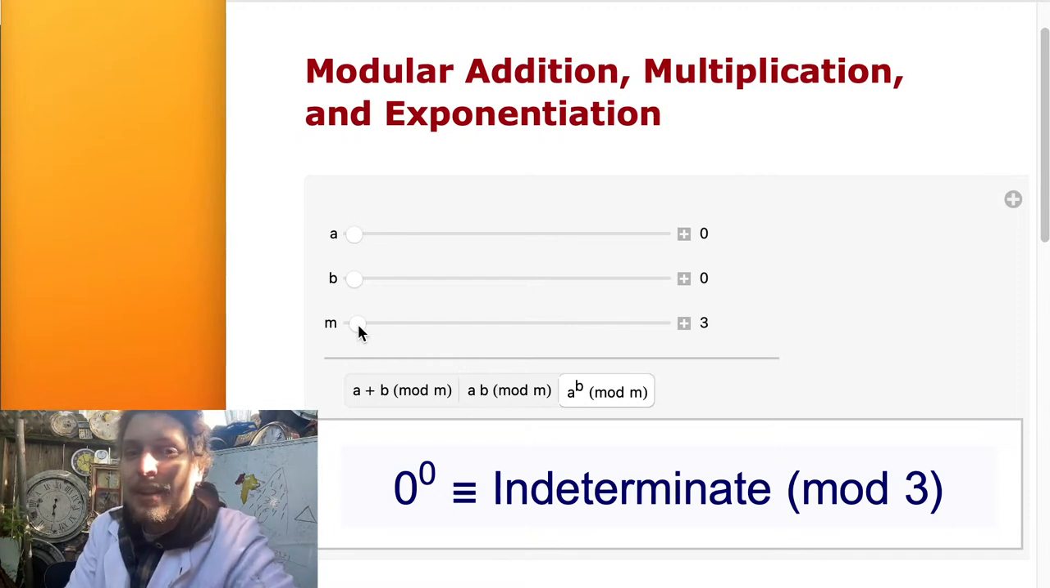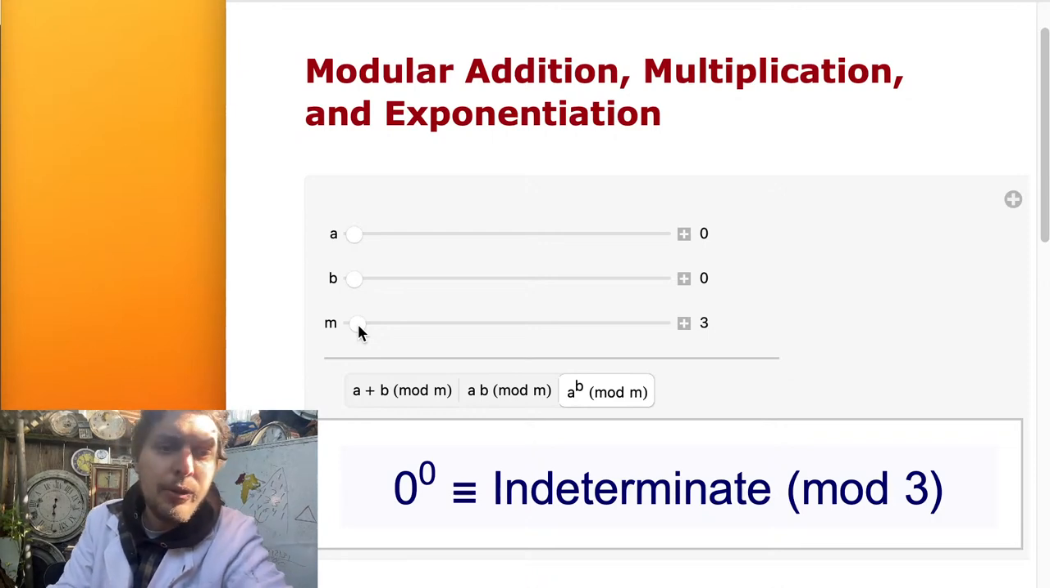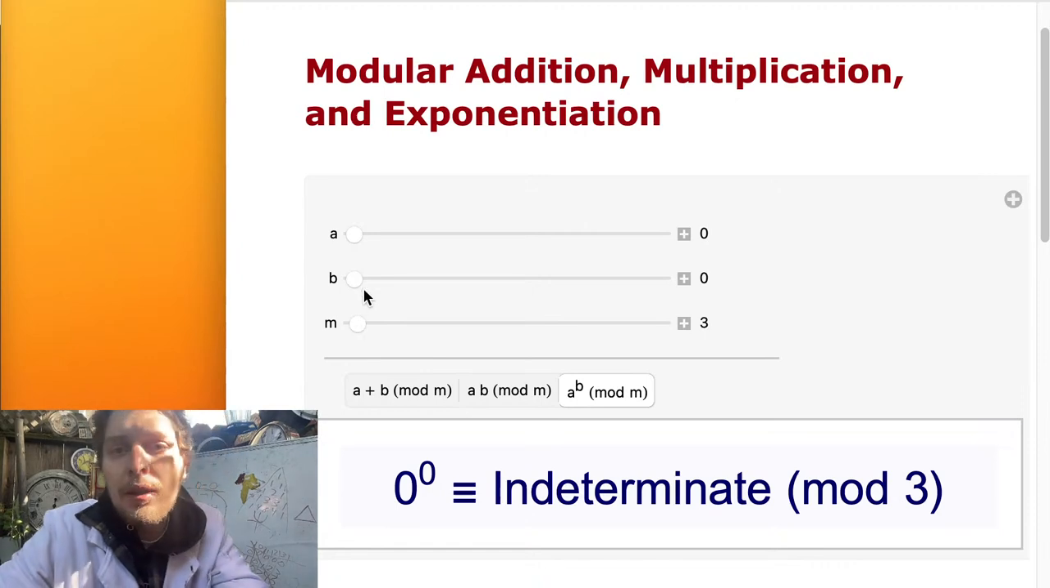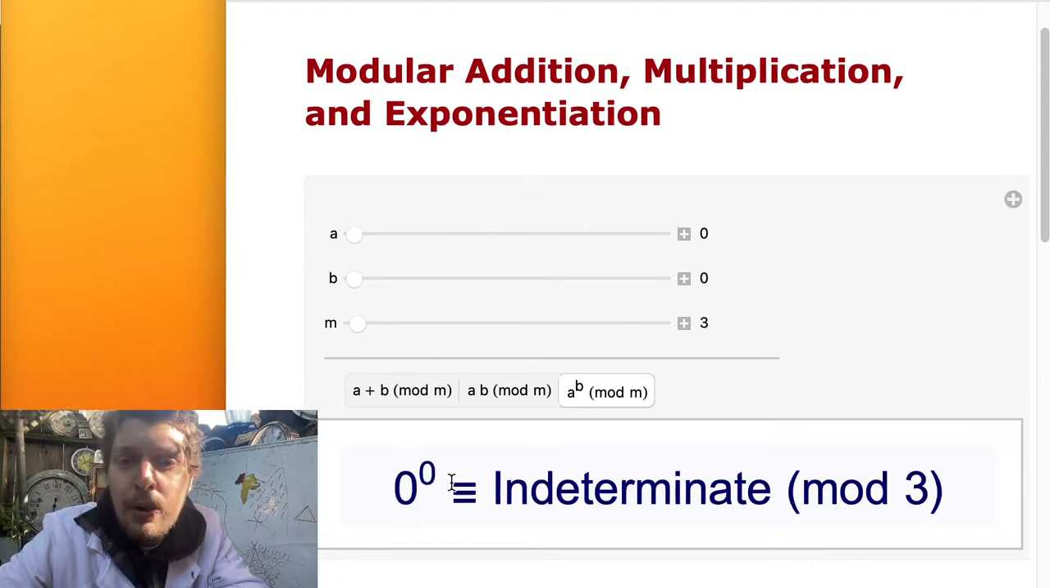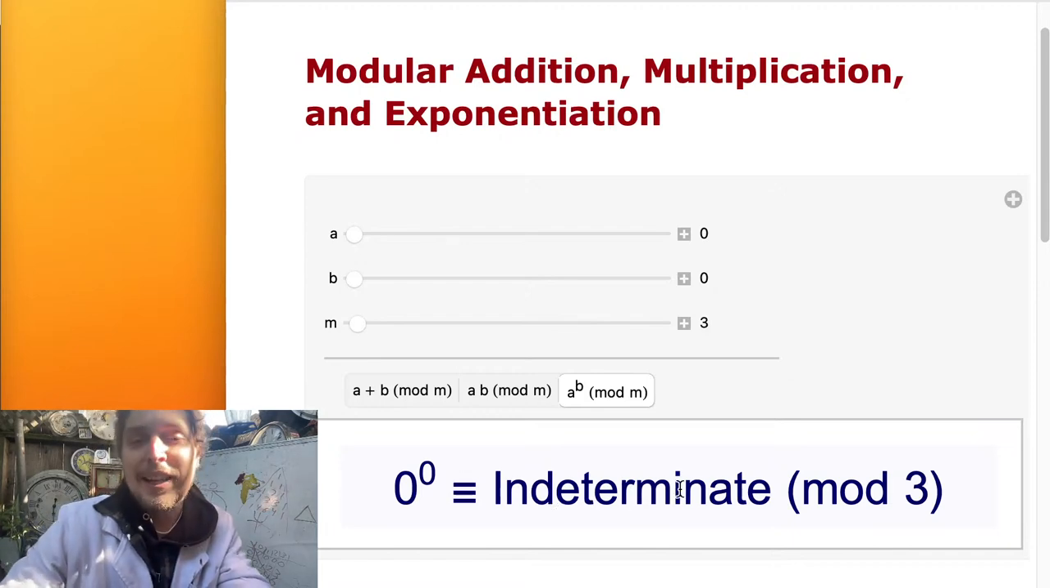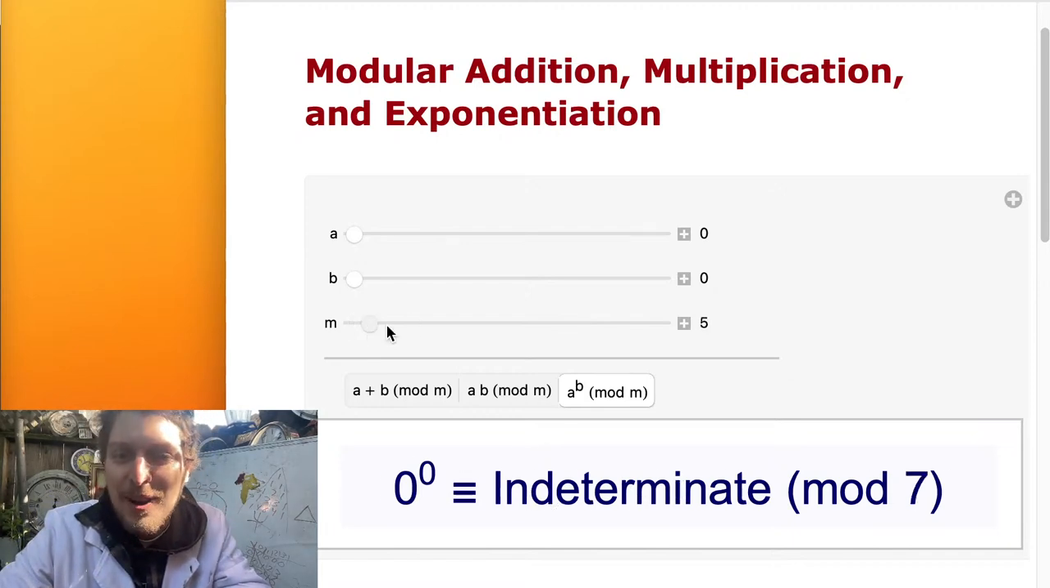So it does involve threevens as well as what I call pure threevens. You'll see what I mean in the episode. Now, in mod 3... 0 to the 0th power is no longer indeterminate. No, I'm kidding. That's going to still be the case for all these mods.